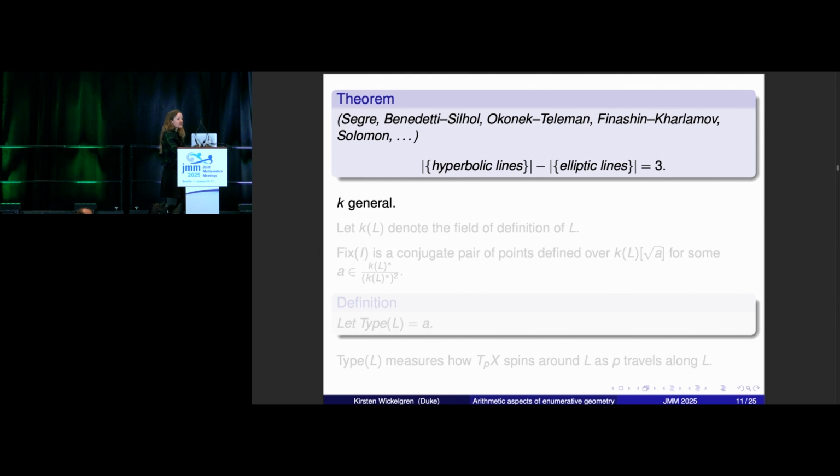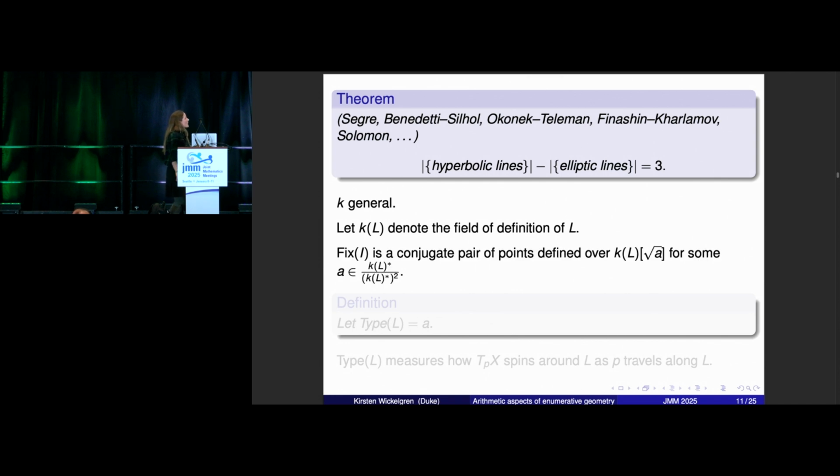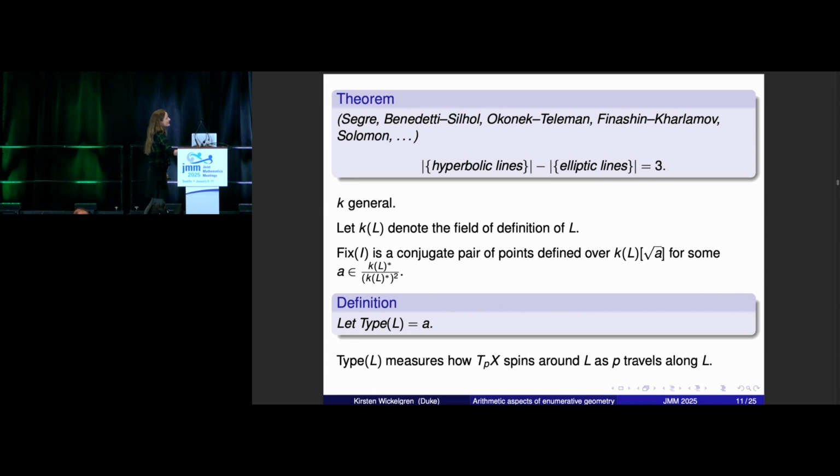And then a line has some equations that cut it out. Let K of L be the field generated by the coefficients in all of those equations. And then the fixed points of that same involution that we defined are defined over some quadratic extension of K of L. So it's K of L adjoin the square root of something. And in some joint work with Jesse Cass that I'd like to talk about, let's call that A the type of the line, and it's measuring how the tangent space spins.